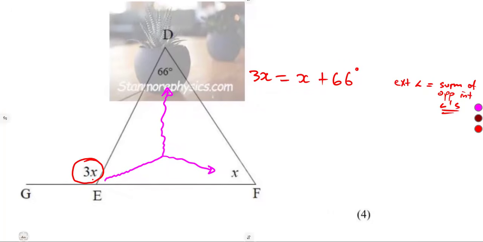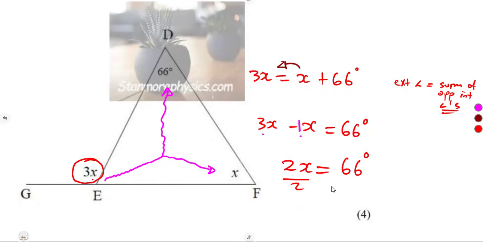So thus we can solve for x. Take this one to the other side. That's what's going to be a negative. So 3x minus x is equal to 66 degrees. This is same as 1x. So 3 minus 1, which is what? 2. So 2x is equal to 66 degrees. Divide by 2 by 2. So x was going to be 33 degrees, just like that.